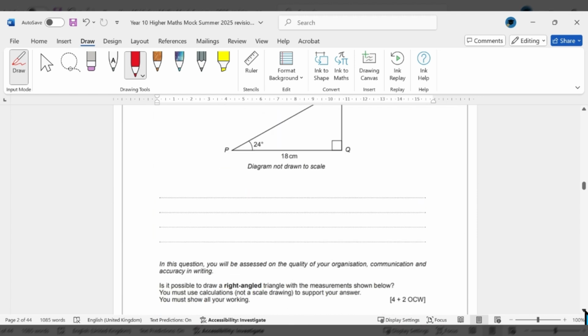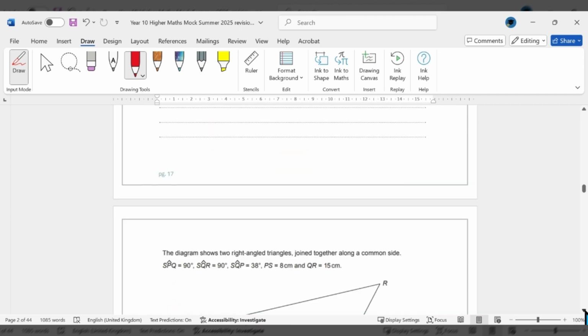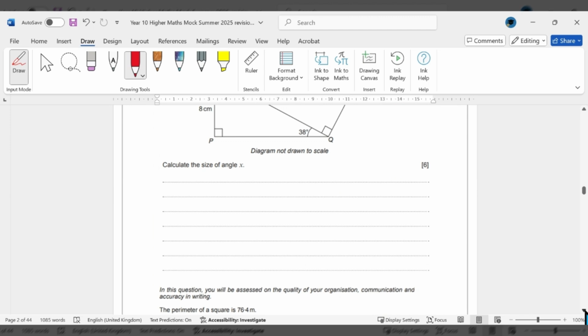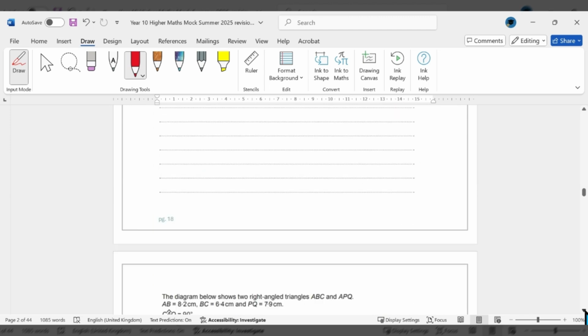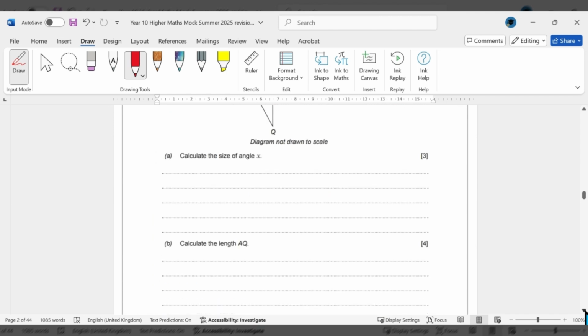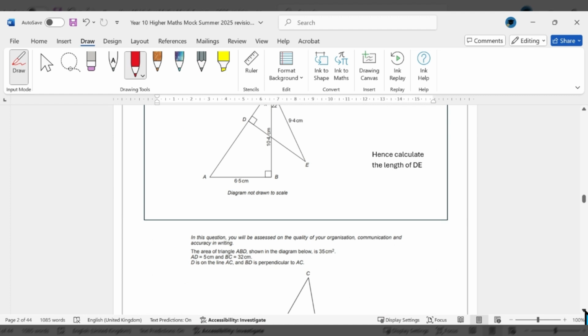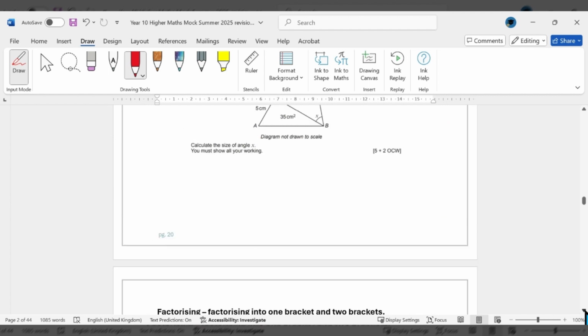Okay, what you don't have to worry about in this mock is anything like that, which was quite tricky, but also any of these double triangles. From my memory, there's nothing like this in there. They're standard single triangle questions. And now we're back to where we need to start this paper.